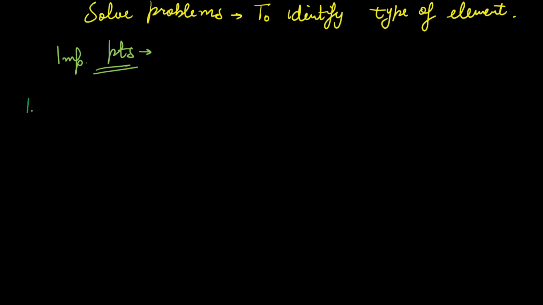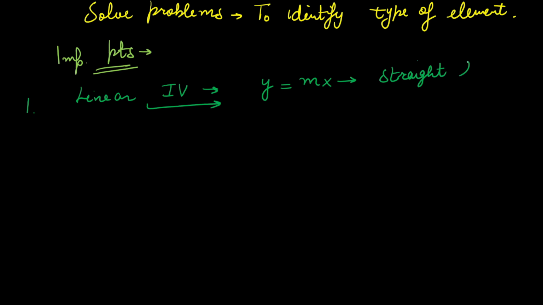The first one: in order to find if the element is linear or non-linear through its IV characteristics, for example, a linear element follows the equation y = mx. So it is basically an equation of a straight line which is passing through your origin. If the IV characteristic of an element follows this equation, y = mx, then we can say that the element is linear. Otherwise, that element is a non-linear element.